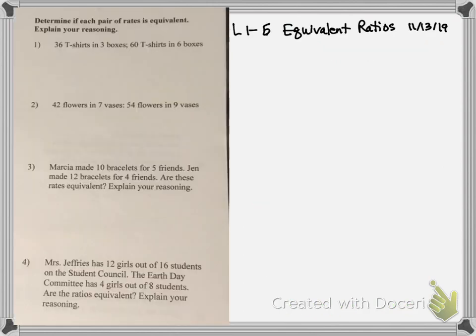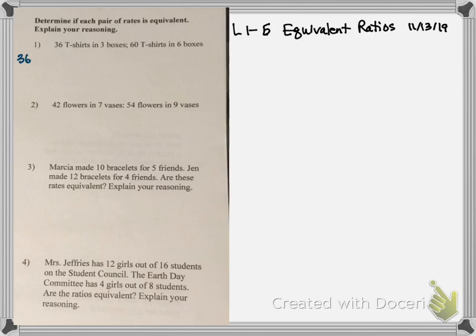On the next page, I've already glued down my examples, and I've left a whole big blank space on the right if I need extra room to work, which most likely I will, especially on number 4. Number 1 says 36 t-shirts in 3 boxes, 60 t-shirts in 6 boxes. The directions ask us to determine if each pair of rates is equivalent, and then explain your reasoning. Let's go to unit rates, because I know that 3 goes into 36 evenly, and 6 goes into 60 evenly just by looking.